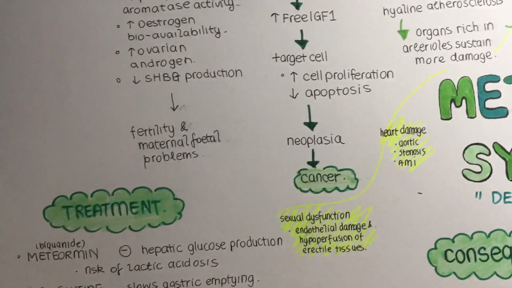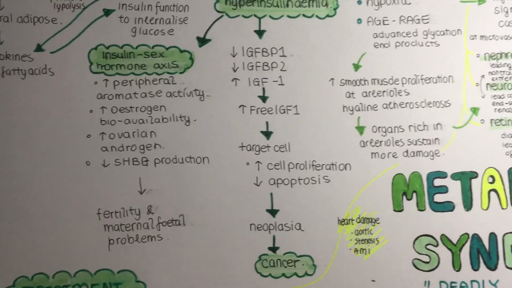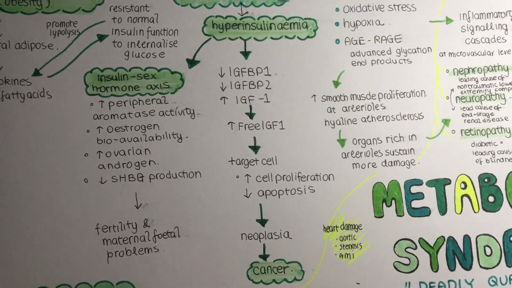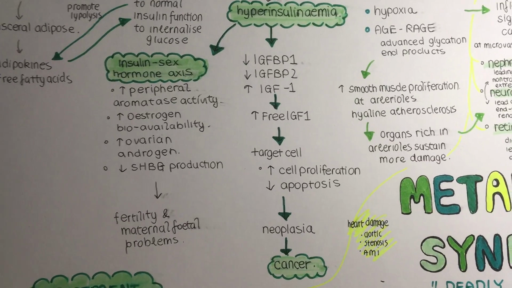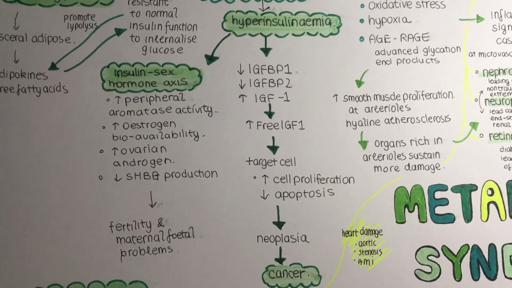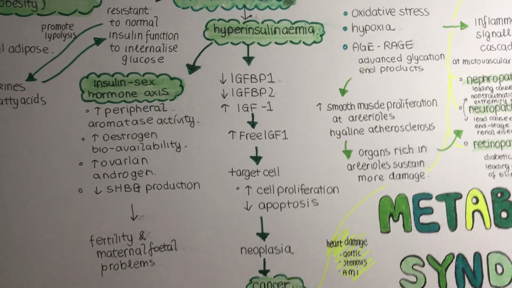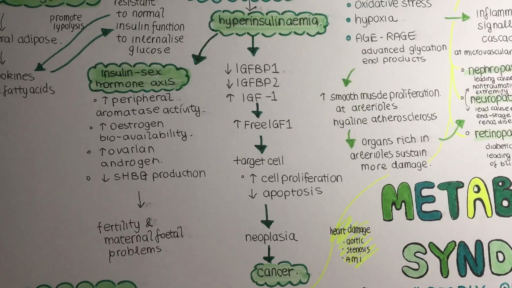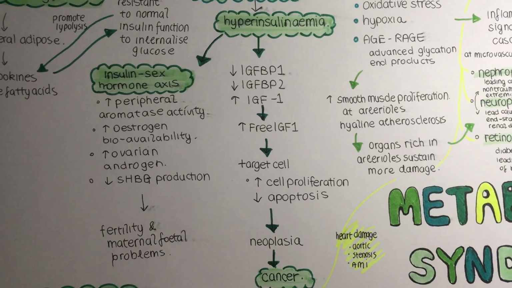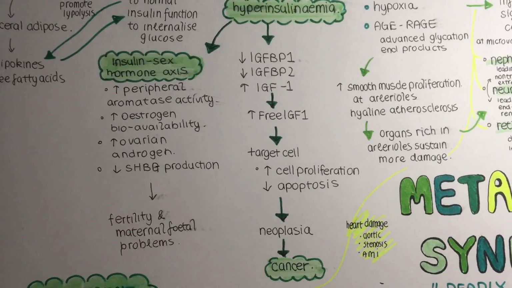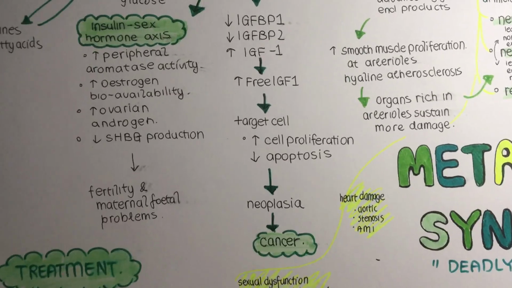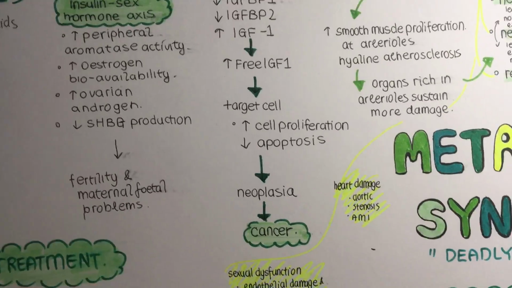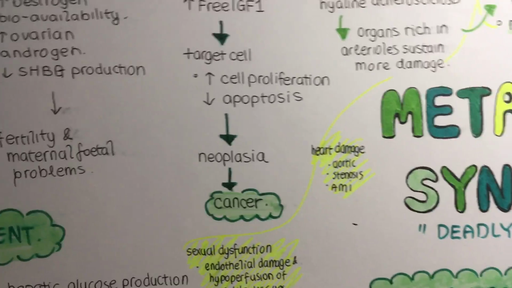Additionally, hyperinsulinemia via IGF, by increasing the bioavailability of IGF-1 in the blood, can also trigger increased cell proliferation in the target cell and decrease apoptosis. The end result of increased cell proliferation is neoplasia, which may develop into invasive cancers.